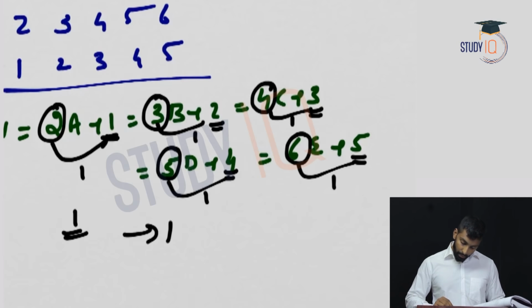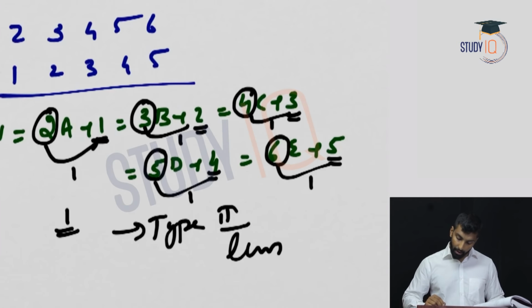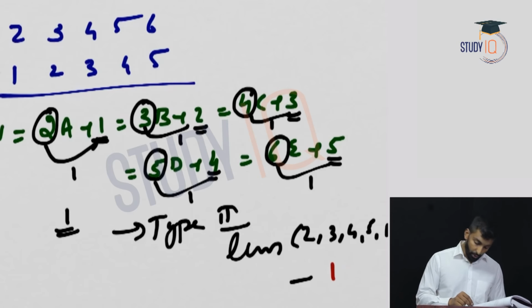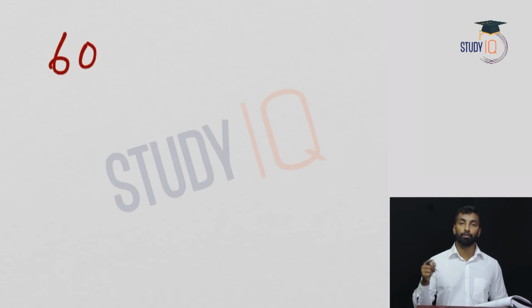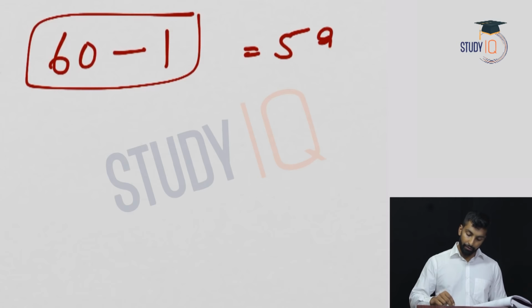So this belongs to my type 2 that we have discussed, where the difference between the divisor and the remainder is the same, just like the previous question. What is your answer? LCM of all the divisors, here it is 2, 3, 4, 5, 6, minus the difference between the divisor and remainder, the constant difference, that is nothing but 1. So if you take LCM, what you will get? 60. LCM of 2, 3, 4, 5, 6 is 60. Your answer is 60 minus 1, that is 59.